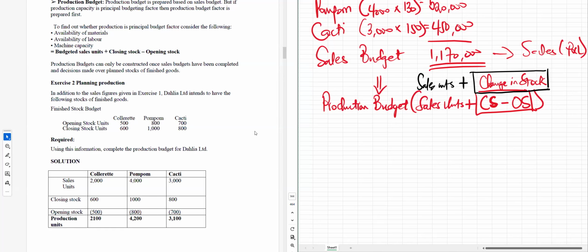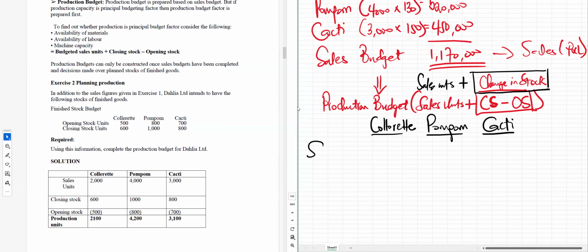So in that case, let's see. How many products did we have? Three products. What are they? Colorette, pom pom, and cacti. There's no set arrangement, you can choose your own. So maybe I can do colorette, pom pom, and cacti. I'll start with my sales demand.